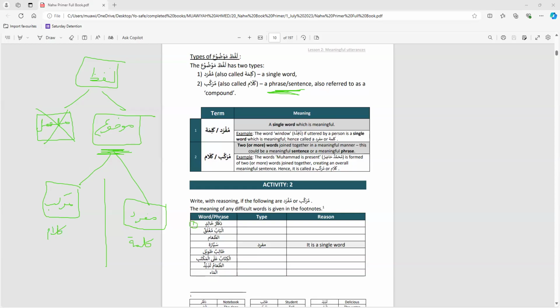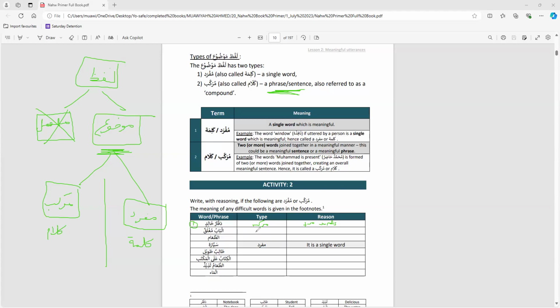Daftaru Khalid. Khalid's notebook. Daftar means notebook. Khalid is a name. So Daftaru Khalid. Would you say that's mufrad or murakkab? Murakkab. I agree with you. Why? Because it's two words, more than one word. It's a phrase. It's not a complete sentence, but it's still a phrase.